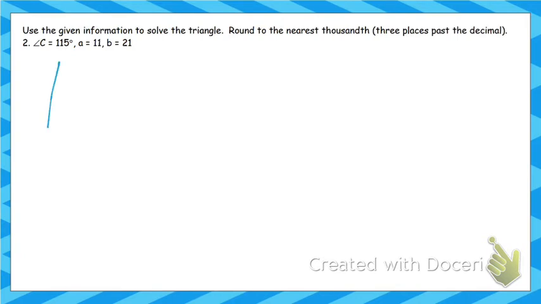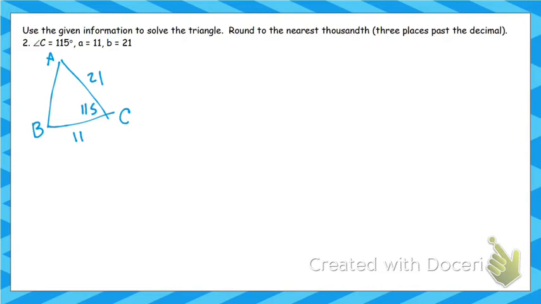So this is triangle ABC. So here's A, B, C. Angle C is 115. Side A is 11. Side B is 21. So this is side angle side. Side angle side means use the law of cosines. So I'm going to start by finding side C.